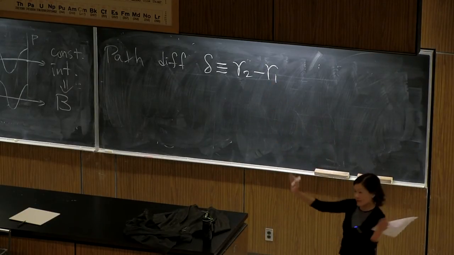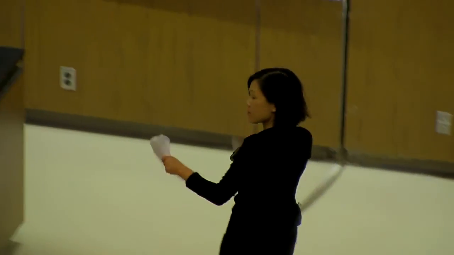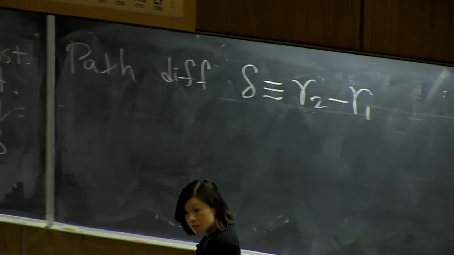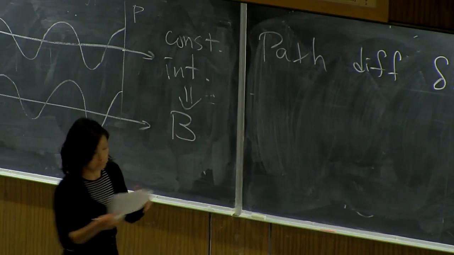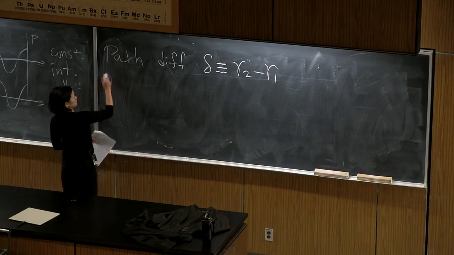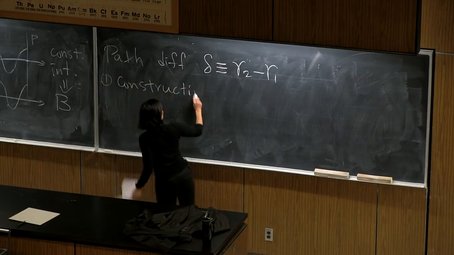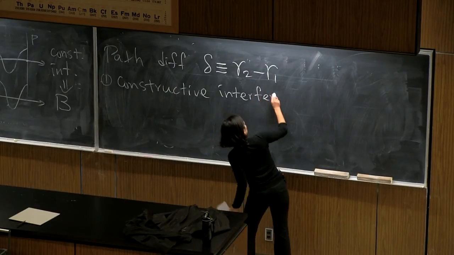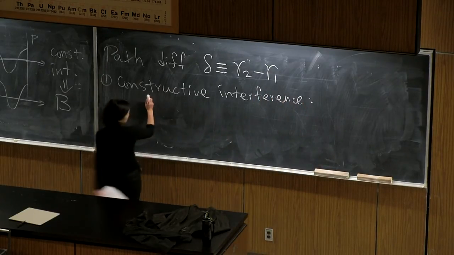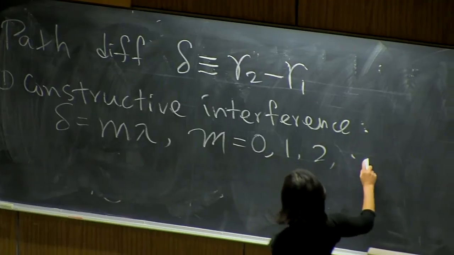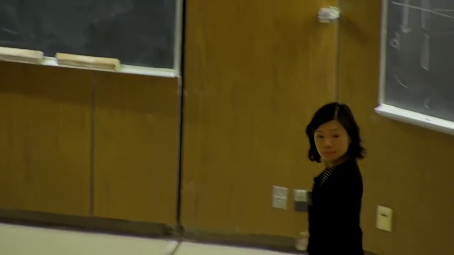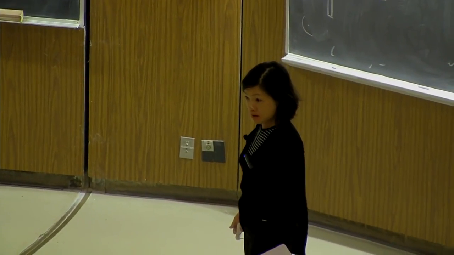All right, so I'm going to call the path difference delta, which is R2 minus R1. And if this value is an integral multiple of a wavelength, then we expect constructive interference and therefore a bright spot. And m here is an integer. It can be 0, 1, 2, etc. Any questions about this? This is good?